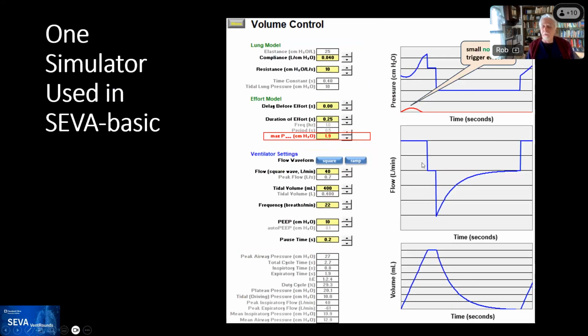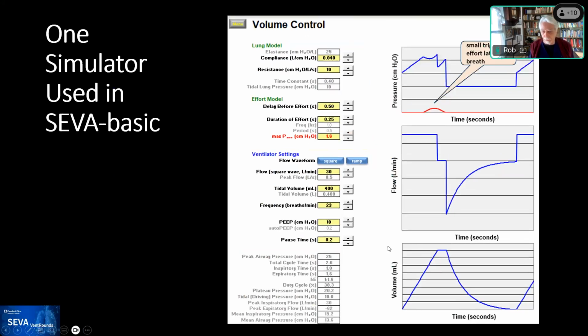And you can see, as we've shown before many times, that if you're in volume control, any inspiratory effort will deform the pressure waveform in a proportional amount, with no effect on volume and flow, because, again, this was volume control. Here we see the effect of delaying the effort till well after a machine-triggered breath. And what this has done now is it's clipped off the peak inspiratory pressure and it's distorted the plateau pressure.